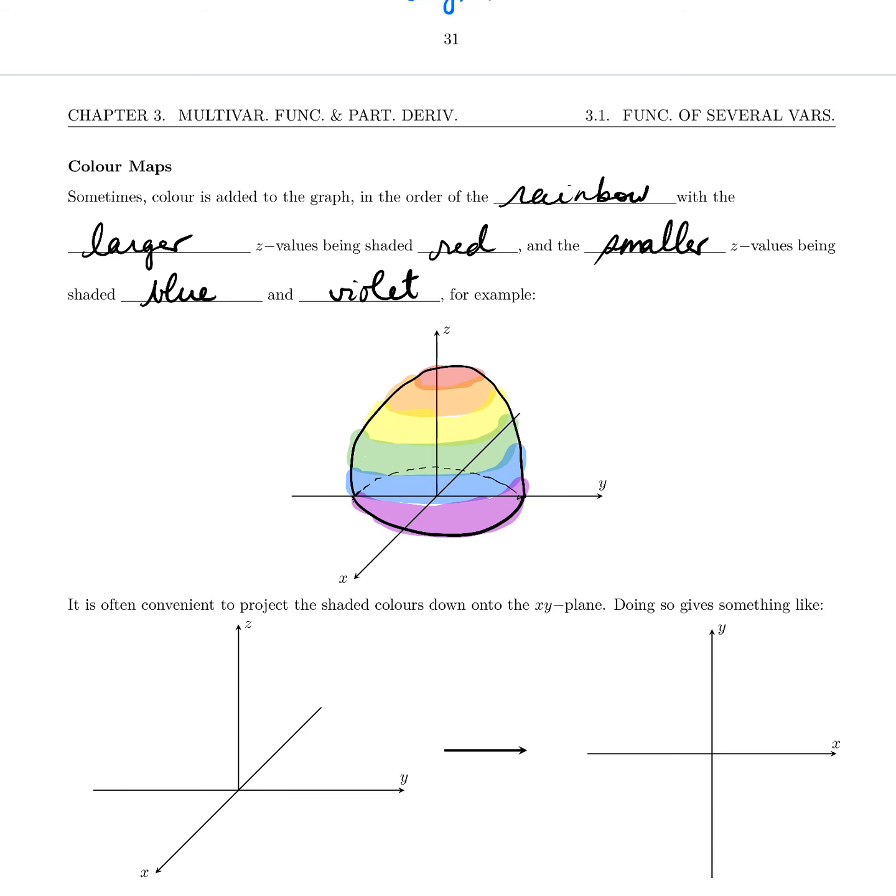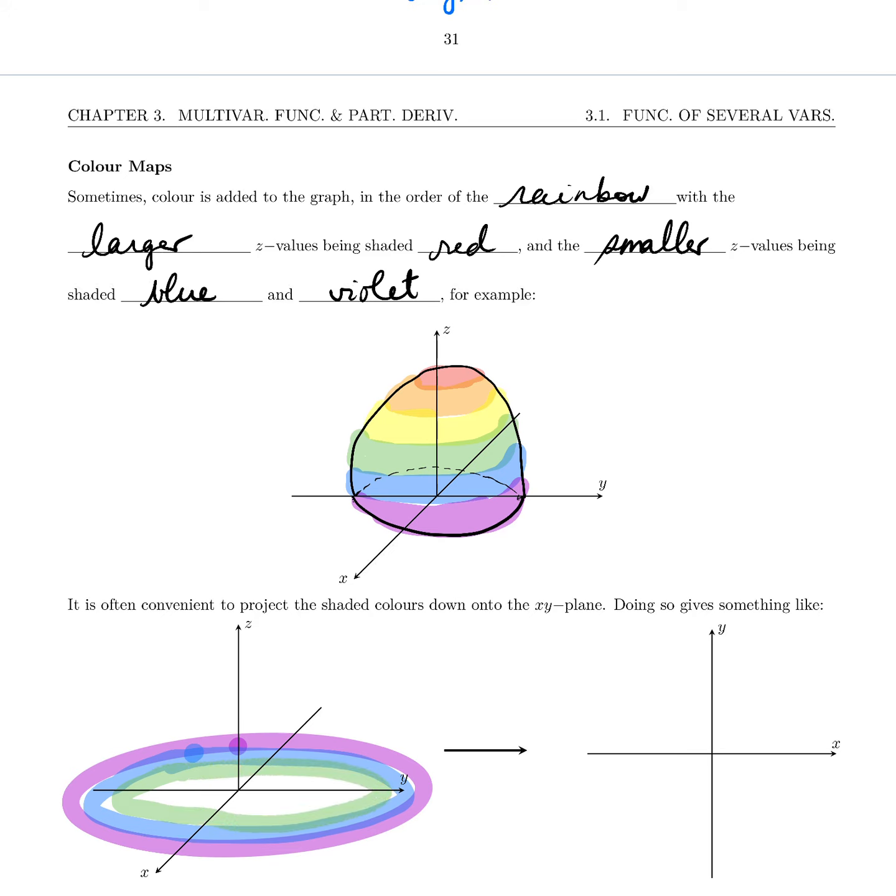Better. We would get rings in the xy plane that represent the rings that are up on the function surface. So by looking at the colors, you can get an idea of how high a function graph would be.